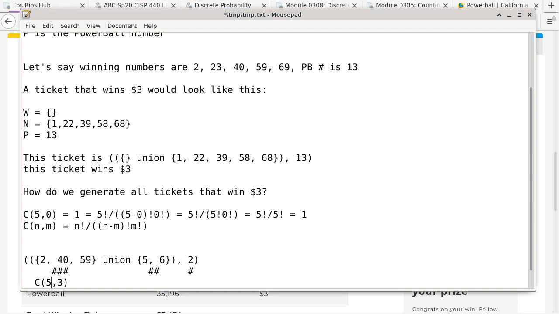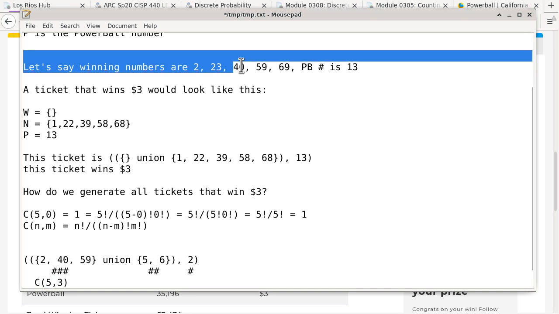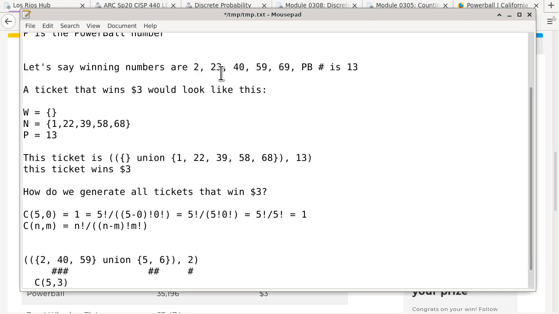Very good. So that's how we calculate this one: we're choosing 3 out of 5, because the 3 is representing the number of winning matching numbers and the 5 is representing the total number of numbers on the winning lotto ticket. Is that okay? So this 5 is basically the cardinality of the set of all the matching numbers.